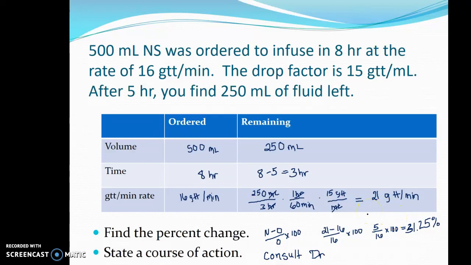So for these problems, I focus on organizing my information, and then in order to do the drop per minute calculation, I start with milliliters per hour, and I do the 2 steps of dimensional analysis, making sure to round my answer to a whole number.